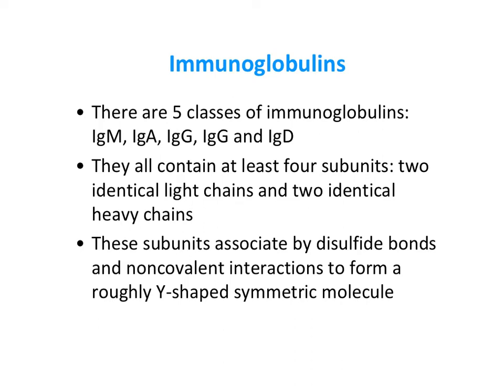There are 5 classes of immunoglobulins: IgM, IgA, IgG, IgE, and IgD. They all contain at least 4 subunits, 2 identical light chains and 2 identical heavy chains. The heavy chains are heavier by mass because they have a lot more atoms. The light chains are lighter by mass, hence that's why they're called heavy and light. And these subunits associate by disulfide bonds and non-covalent interactions to form a roughly Y-shaped symmetric molecule.